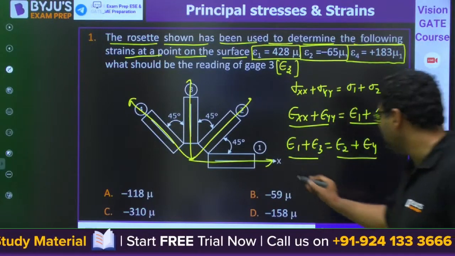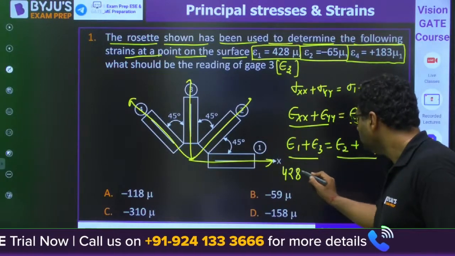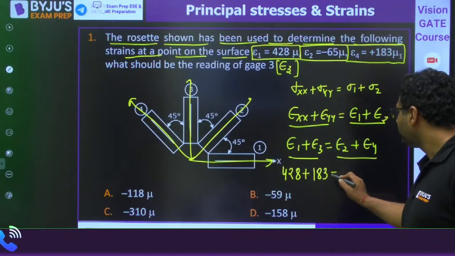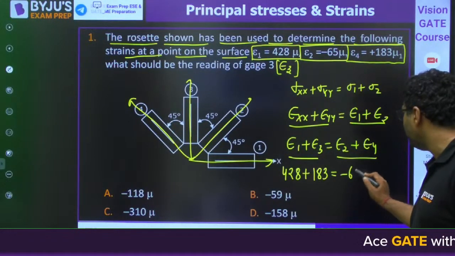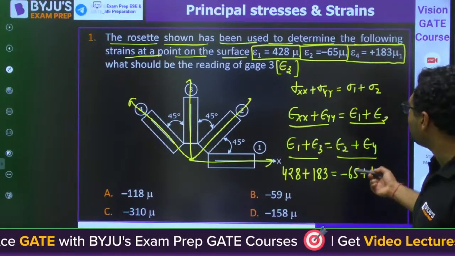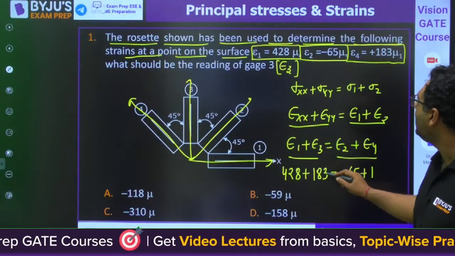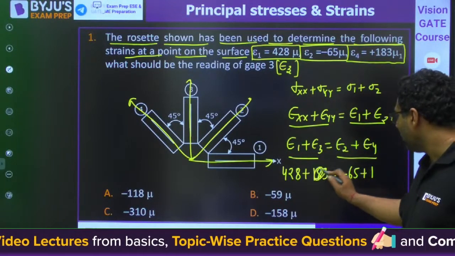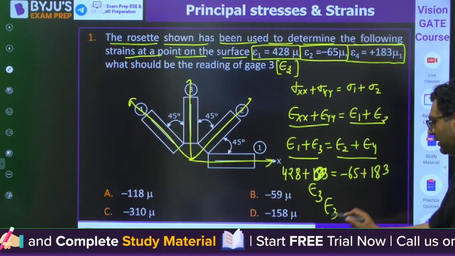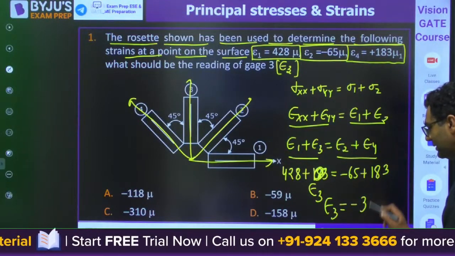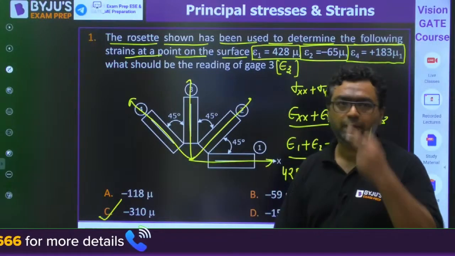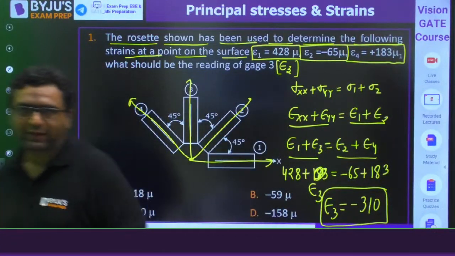If epsilon 1 is 428, epsilon 2 is minus 65, epsilon 4 is 183, epsilon 3 we need to find out. Epsilon 3 is not given. So epsilon 3 will be coming out to be what? Are you getting it? Minus 310. Then the answer will be C. Very good, guys. Moving to the next question.